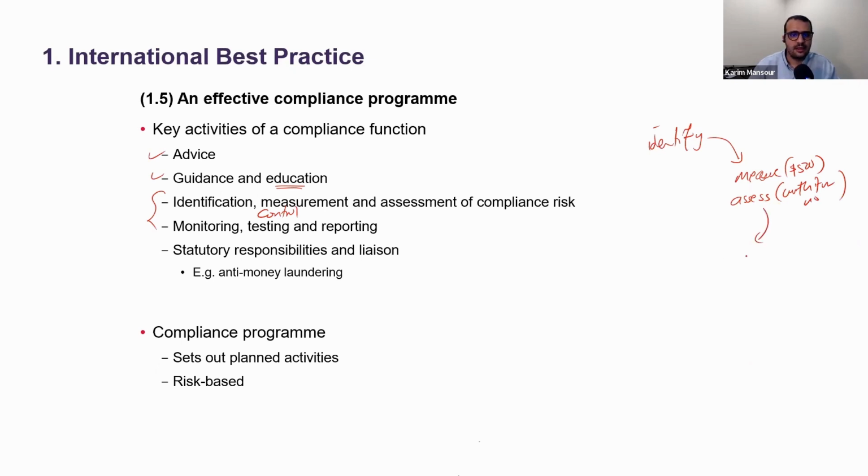And then you monitor. You put certain controls in place. Are these working or not? Testing. If they're not, you report to the board of directors. So this is a cycle when it comes to identifying, measuring, assessing, monitoring, testing and controlling, and reporting of compliance risk.